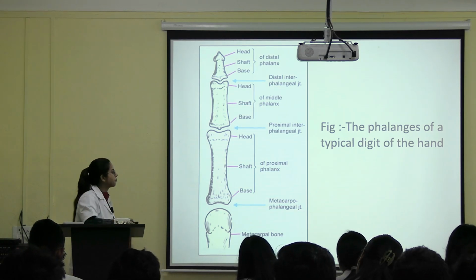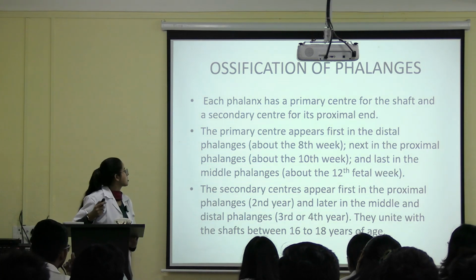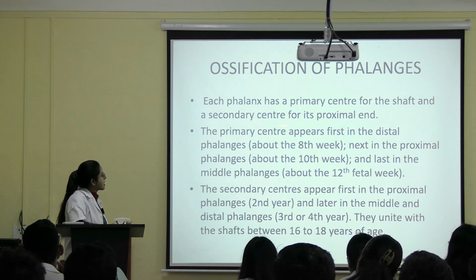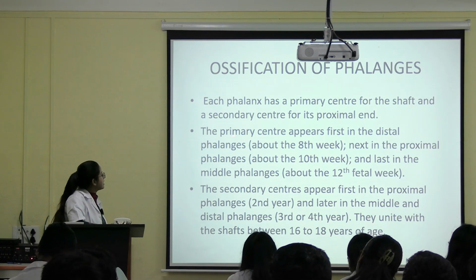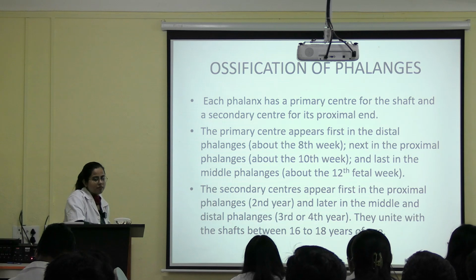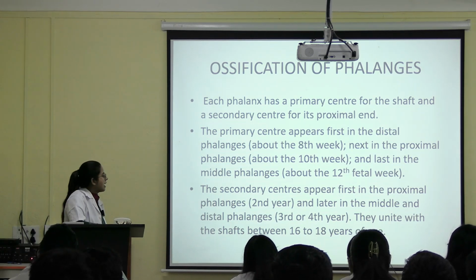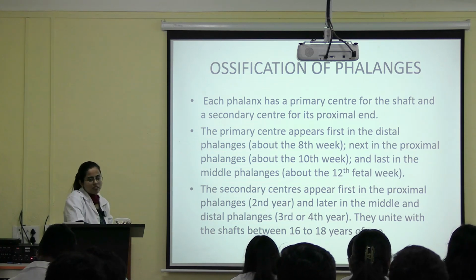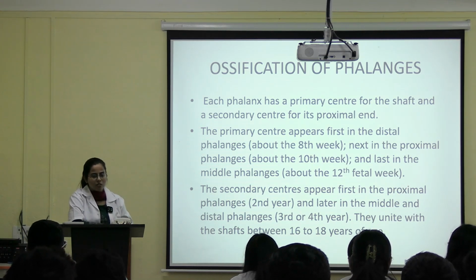Distal. Okay? Now ossification of phalanges. Each phalanx has a primary center which will appear in the shaft, and a secondary center for its proximal end. The primary center appears first in the distal phalanges, then in the proximal one, and lastly in the middle phalanx, in the 8th, 10th and 12th week respectively. Clear? The secondary center will appear first in the proximal phalanx, later in the middle and distal phalanges, and this will unite with the shaft by 16 to 18 years. Understood?